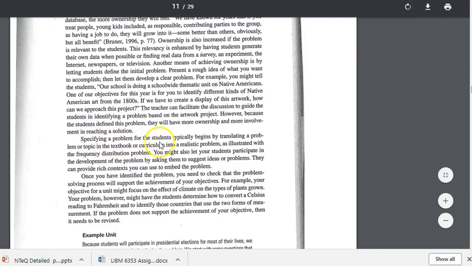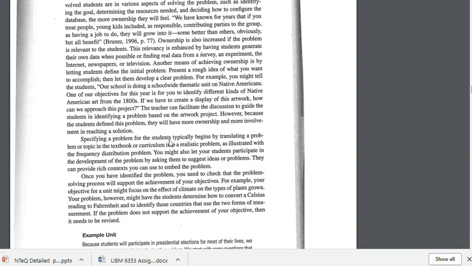So specifying a problem for the students typically begins by translating a problem or a topic in the textbook or curriculum into a realistic problem, as illustrated with a frequency distribution problem. You might also let your students participate in the development of the problem by asking them to suggest ideas or problems. They can provide rich context in which you can embed the problem.